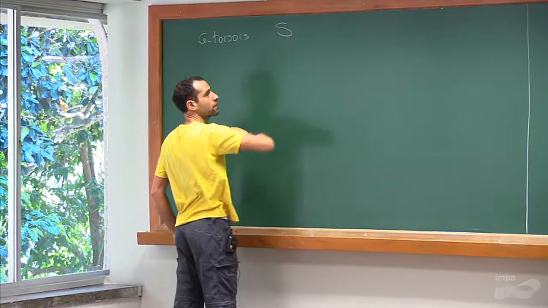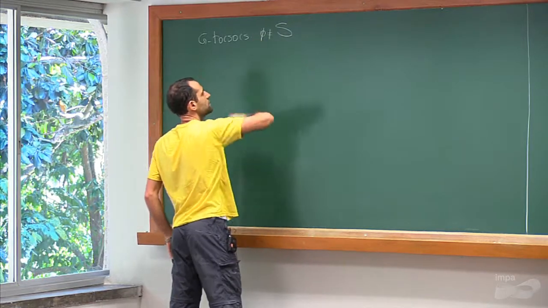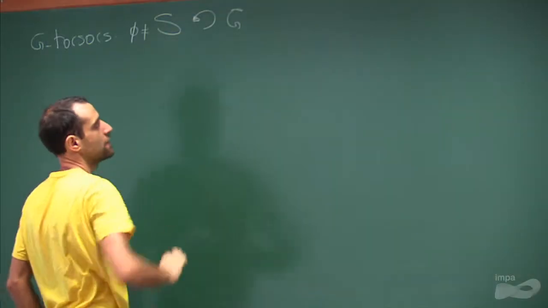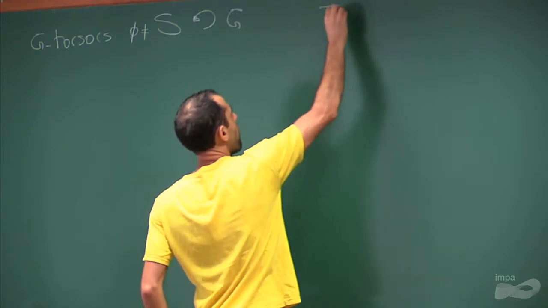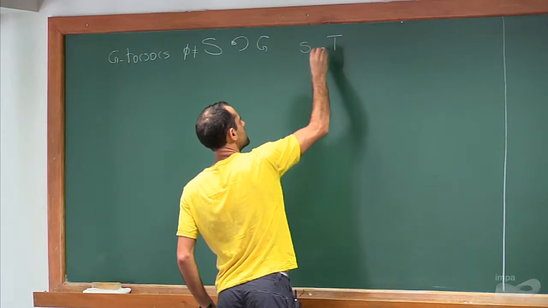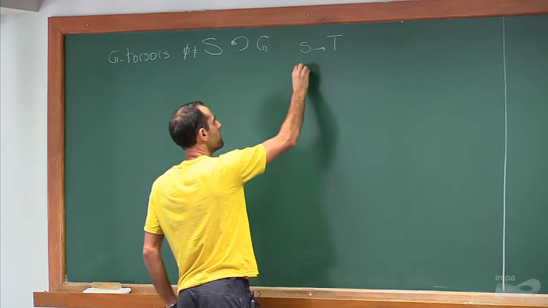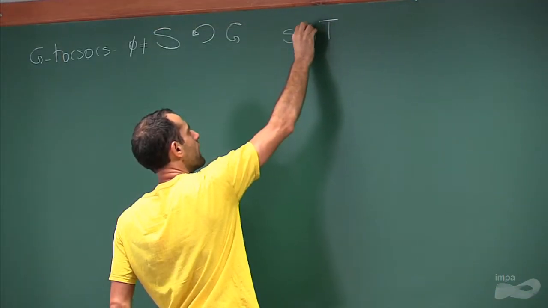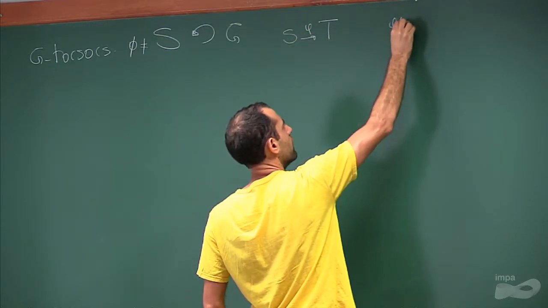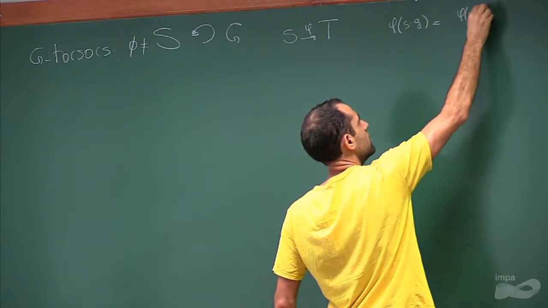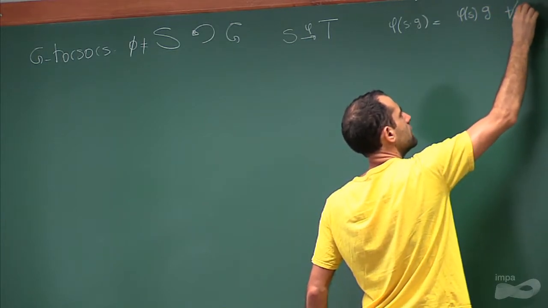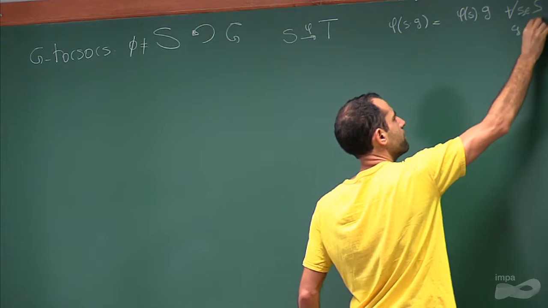The key objects were G torsors. S was a non-empty set with an action of G, which was simply transitive on the right. Okay? And they formed a category where a morphism between S and T, if there was any such morphism, would be a map, let's say phi, such that phi of SG is equal to phi of S times G, for every S in S, G in G.